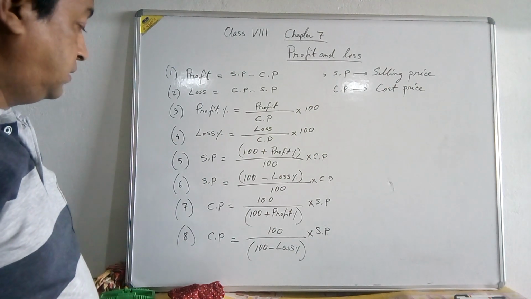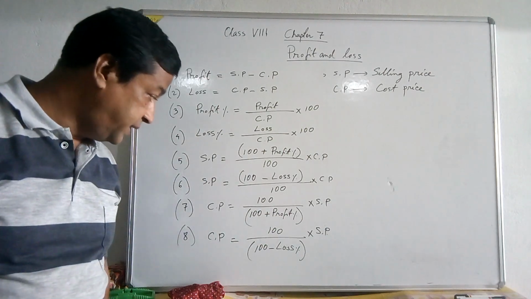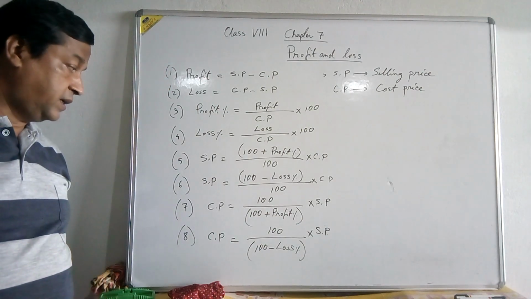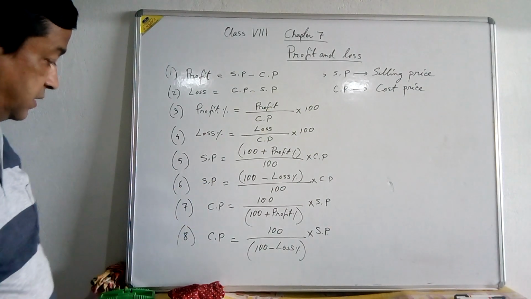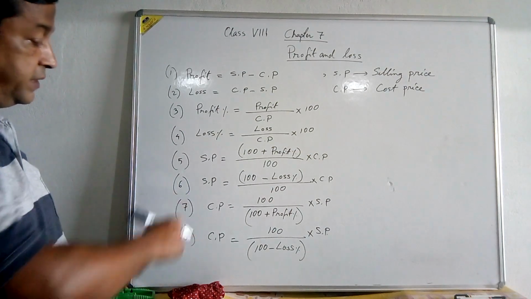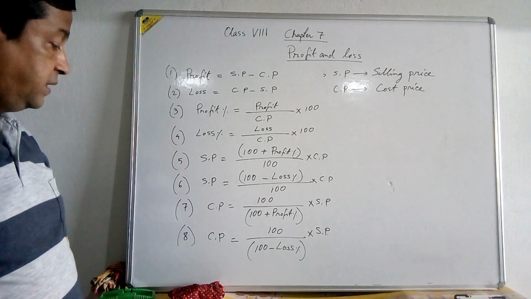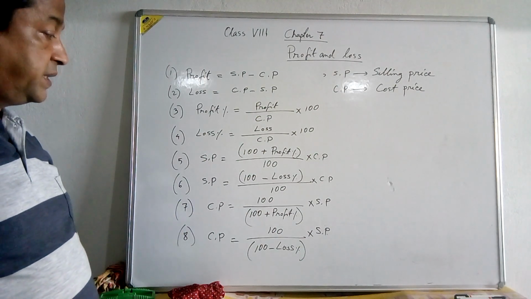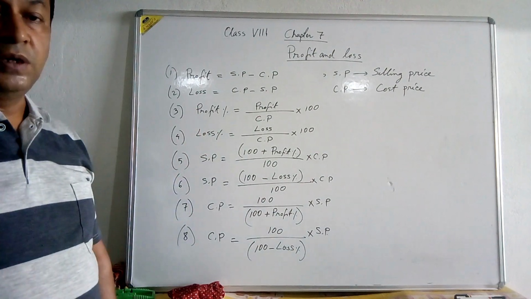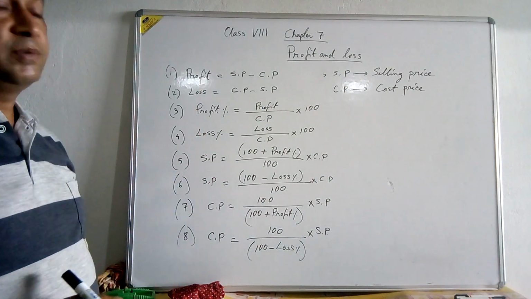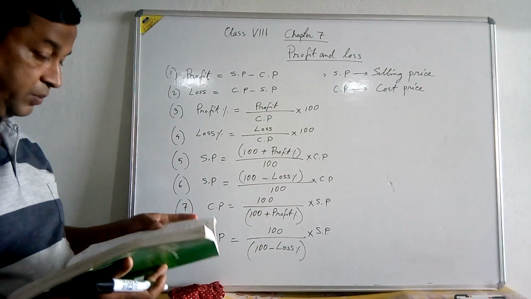Then to find out the cost price, when selling price is given and the profit percent is given, in this case it is 100 by (100 plus profit percent) into selling price. The other formula is when the loss percent is given and selling price is given, how to find out the CP: that is 100 by (100 minus loss percent) into selling price. All these formulas are given in the book also. You can see it from the book and learn it. You have to memorize it so that you can do the sums properly.